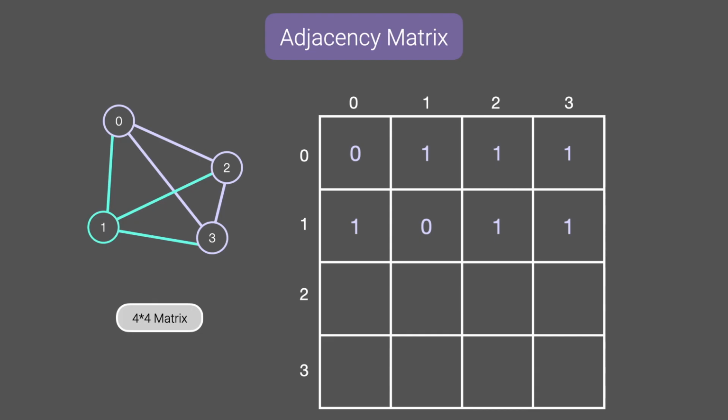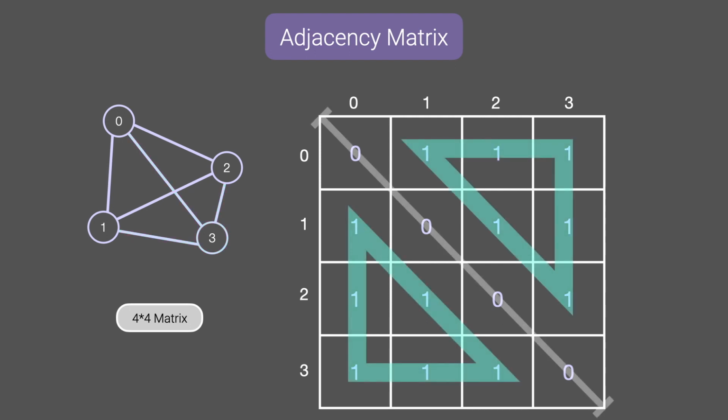So for vertex 1, we have an outgoing edge to 0, 2, and 3. And for vertex 2, we have outgoing edges to 0, 1, and 3. And finally, for vertex 3, we have outgoing edges to 1, 0, and 2. Now, something that you may notice about the matrix representation for an undirected graph is that it's symmetric along the diagonal. Also, for a simple graph, all values along the diagonal will be 0, since we have no self-edges.